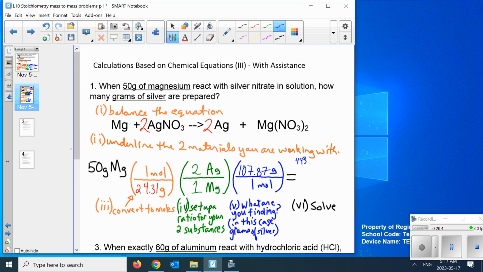I'm going to round that to 440. That's the proper way to do it. I wasn't scratching out as I did this. There we go. That's how I know it's grams, and it's silver, if I made a mistake. I'm going to mention this.